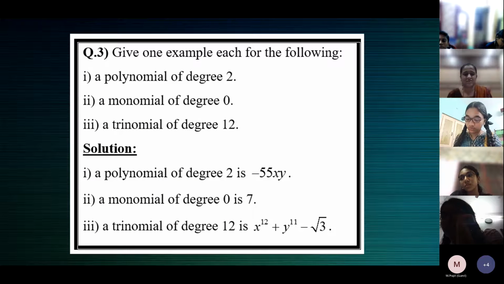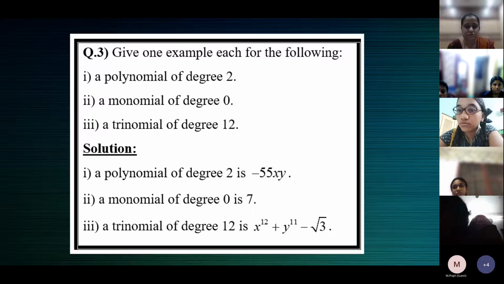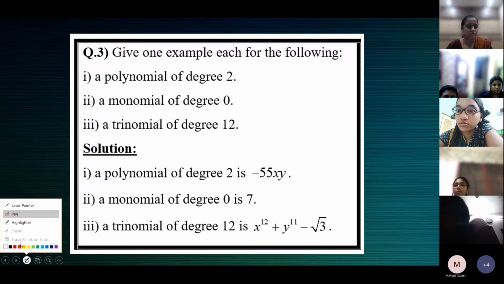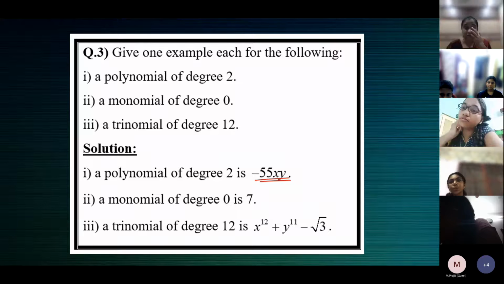So I've just given some examples here. You can take a picture if you want. This is a polynomial of degree 2. This one is a polynomial of degree 2. When we say polynomial, it can be a monomial, binomial, trinomial, anything. Polynomial meaning any number of terms.